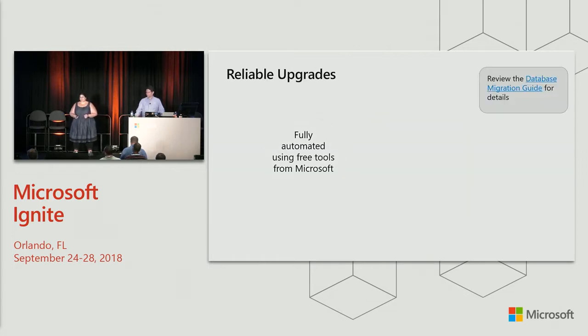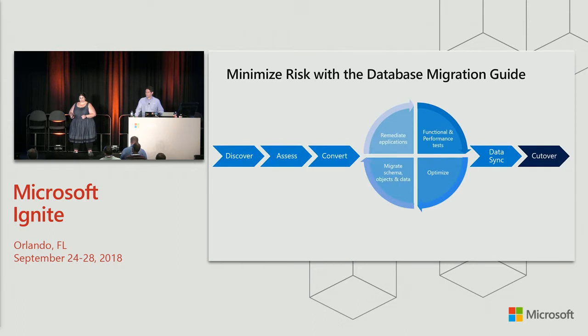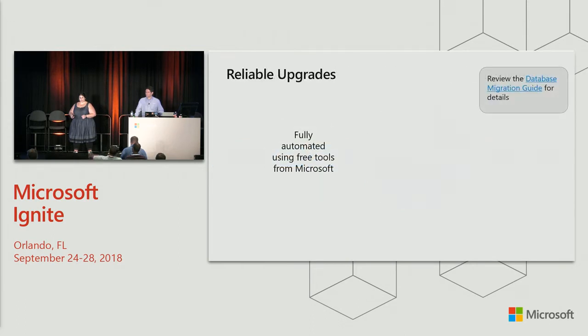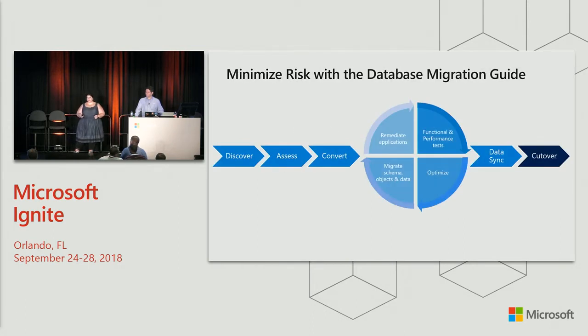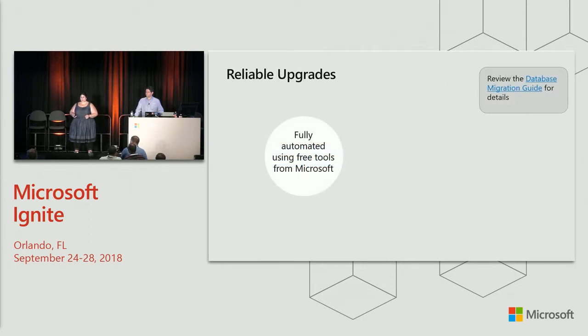So in the first section here, sorry, I want to make sure that my animation went away. So the first thing we want to talk about is the overall process. So fully automated using free tools from Microsoft. So every step of this process, we provide you with tools that will allow you to do this, and these tools are free and available to download from Microsoft, and you can use these tools to do all of this testing and assessment that we're talking about.